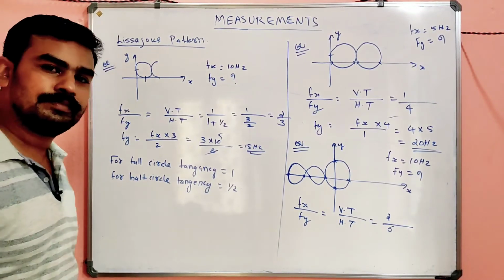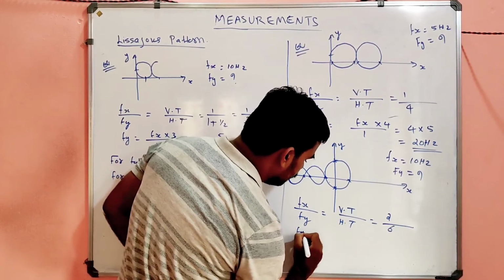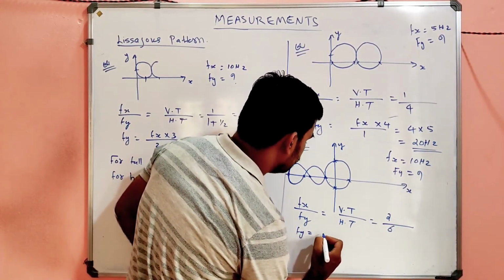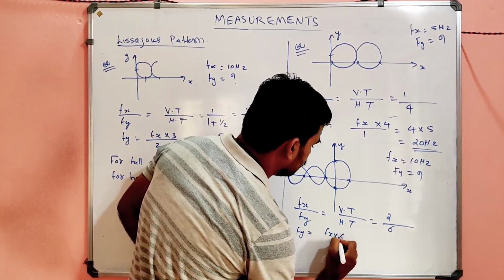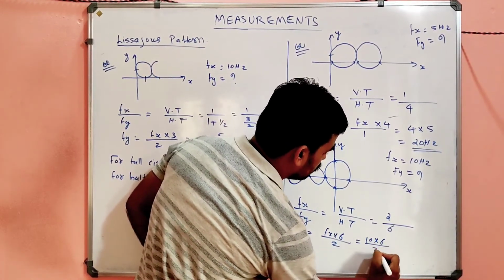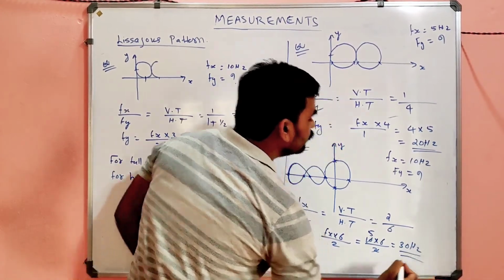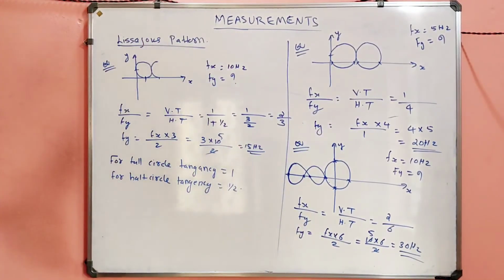Is it clear? So you have Fx equal to 10 hertz. So Fy will be definitely Fx into 6 by 2. So it will be 30 hertz. Is it clear, my dears?